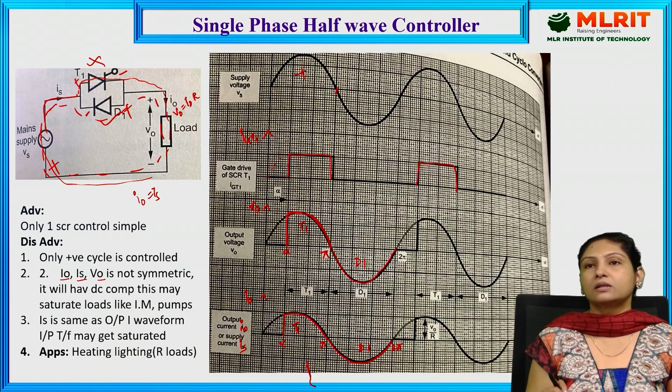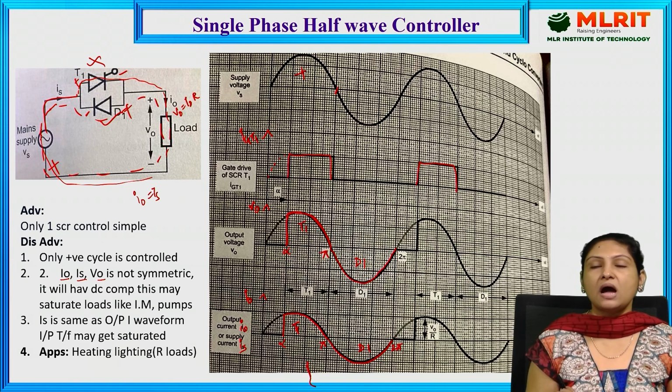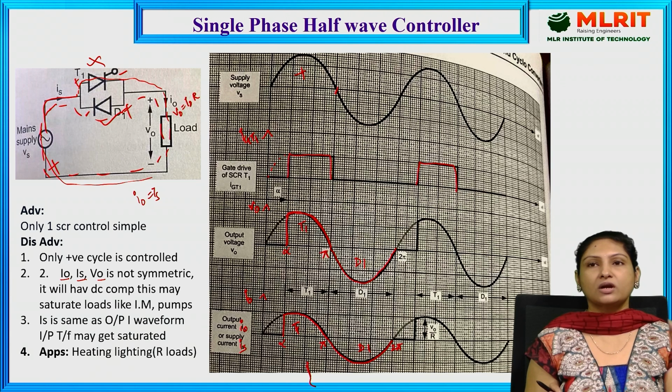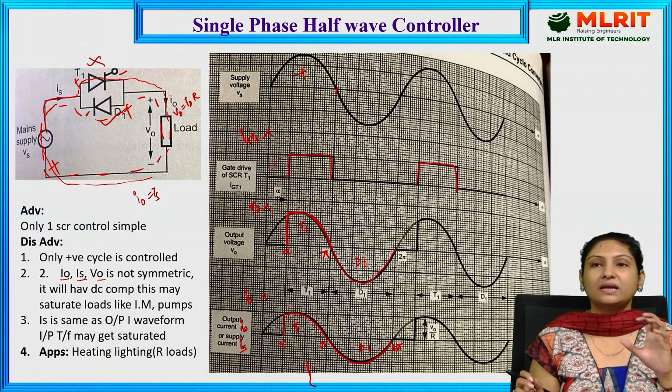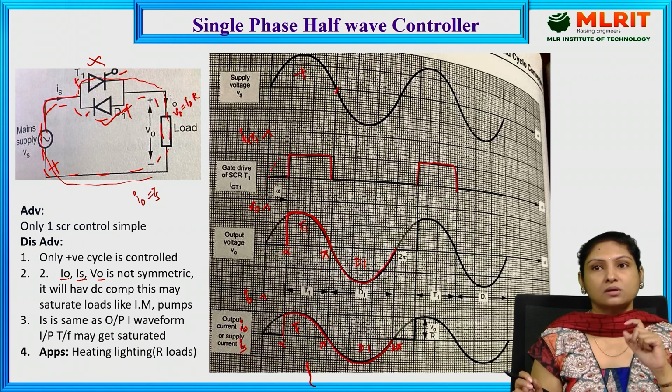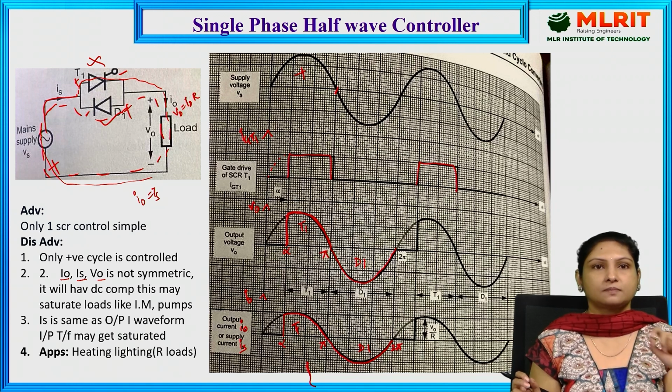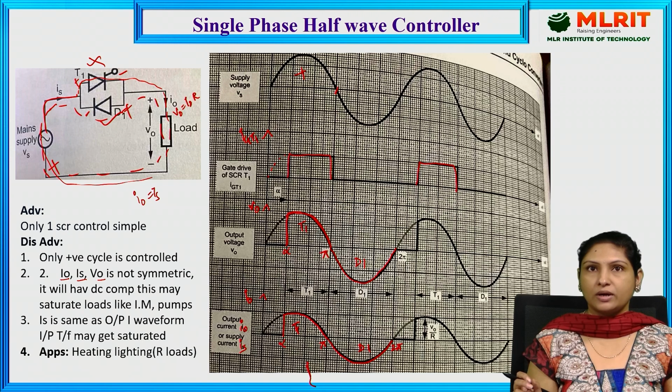And here, coming to the application part, this will be used for heating loads as well as lighting loads. That is, it is only applicable for resistive loads because we have a limitation, the so-called DC component is present because the waveform is not symmetric. These are the disadvantages associated with the single phase half wave controller.